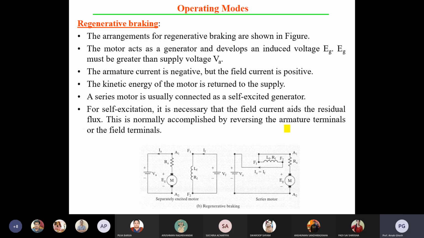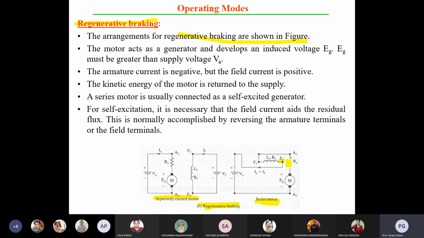Now we are talking about regenerative braking. You are all aware of regenerative braking, still I will recap some portions. The arrangement of the regenerative braking is given in the figure. You can see it's a separately excited motor, but we are concerned about the series motor.